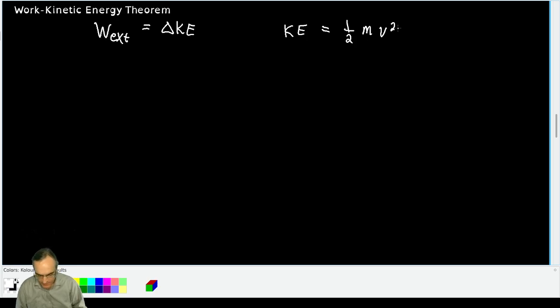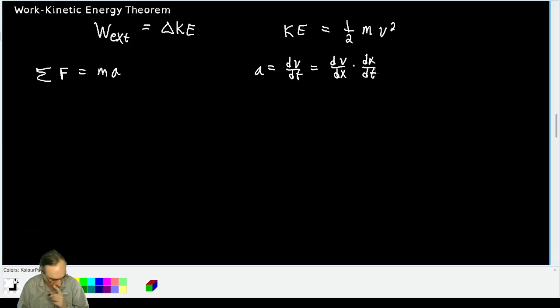So to start, we're going to begin with Newton's second law. Sum of forces external is equal to ma. And this is going to require using a chain rule. So this is actually the reason why I had that chain rule problem in the past, is we need to discuss this. So acceleration can be rewritten as dv dt. We know that. And dv dt we can rewrite in terms of position as something like dv dx times dx dt.